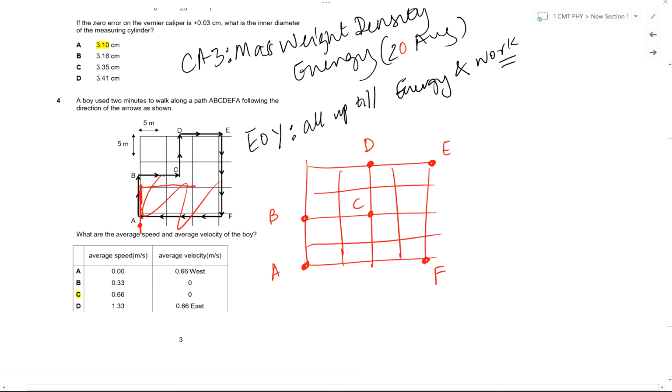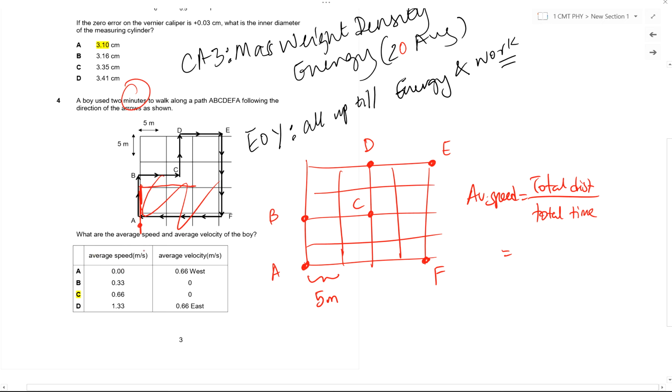Okay, now what is the average speed? The distance for each side will be 5 meters. So to find the average speed, I require total distance over total time. And I know that he used 2 minutes. Okay, because he used 2 minutes, I know the time is going to be 2 minutes.